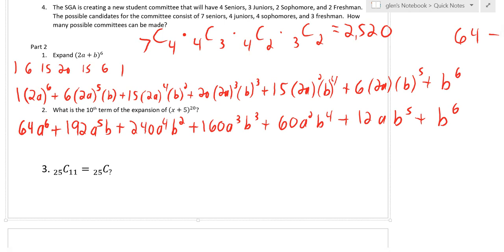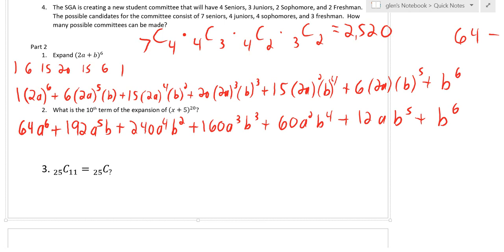Now, 2 says, what's the 10th term of this expansion? So we're going all the way out to the 20th. Okay? You don't go down to the 20th row of Pascal's triangle. You just remember that each coefficient is a 20 choose something. Okay? And remember we talked about it, like you're always one behind.